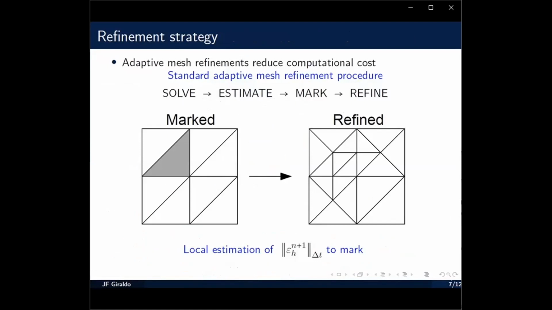The refinement strategy that we use is to compute a local estimation of the error in the norm delta t in each time step. We mark the elements which have a most error, and then we let the software refine. And we repeat this process in order to reduce the space error in each time step.